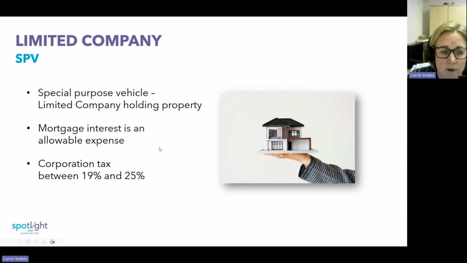And your corporation tax rate is anywhere between 19 and 25%. If your property portfolio profit is below £50,000, you pay 19% tax on the profit. If it's over £150,000, you pay 25% tax on the profit.